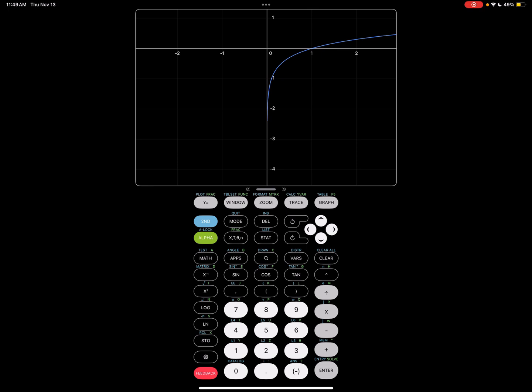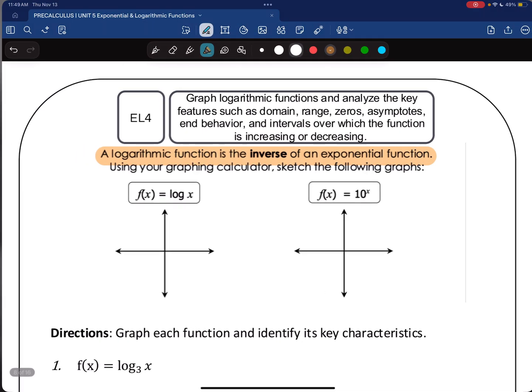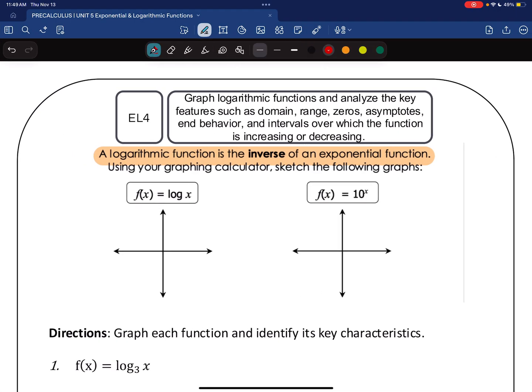It's crossing on the x-axis at 1. So when we sketch that out, our logarithmic function is going to cross right here at 1. It's going to be approaching that axis and then crossing right there. Okay, just like that.